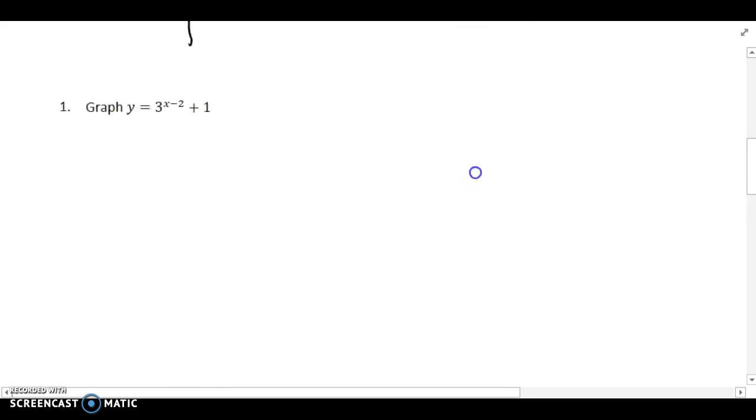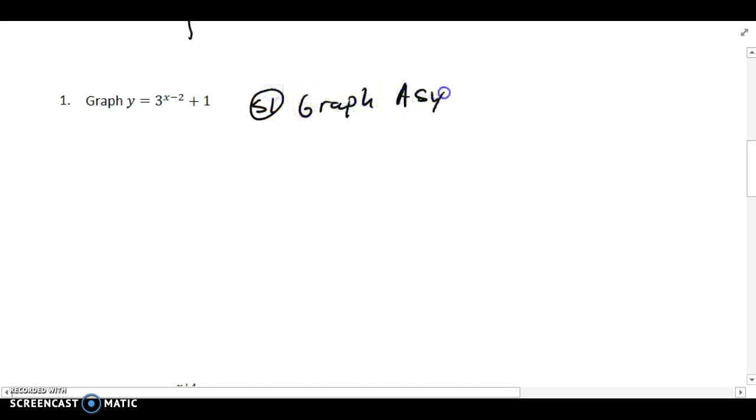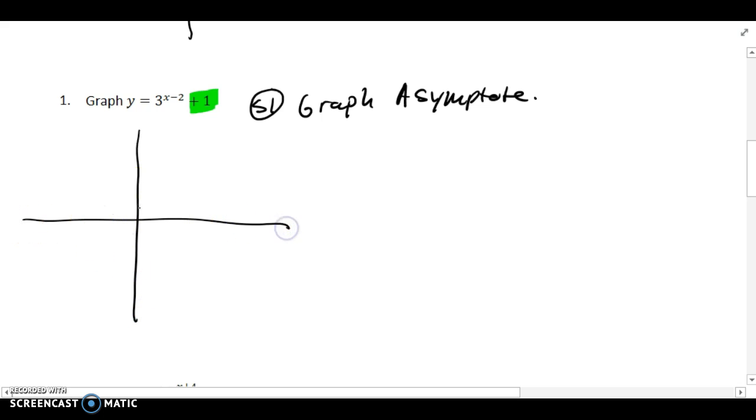So now we're ready to graph. And so step one, we're going to graph the asymptote. Okay, that's step one. The asymptote is always this number right here. It's the +1. So when I make my graph here, at 1, we're going to have an asymptote. Okay.